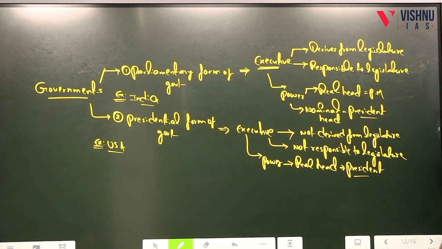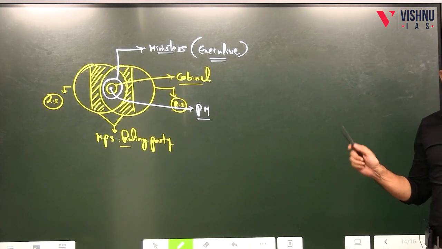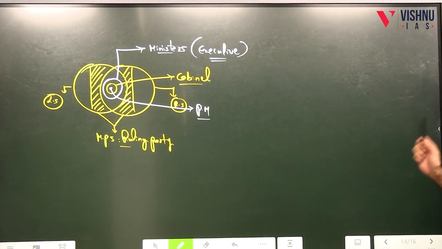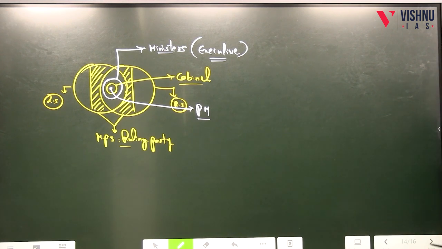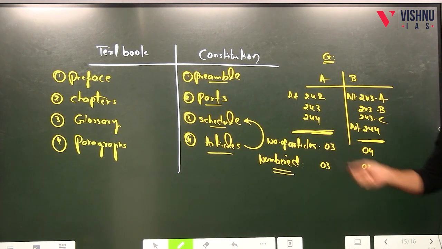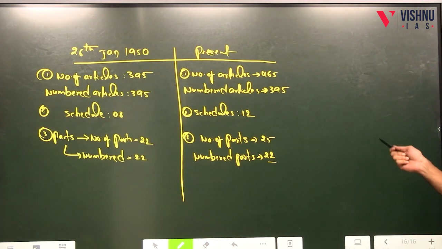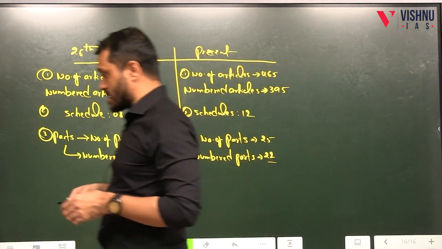Then governments are of two types, parliamentary and presidential form of government. Then I explained different types of executive, and how the executive is derived from the legislature. A minister must be a member of either house. Even if he does not have membership, he must get membership within 6 months of taking the oath. Otherwise, he will be disqualified. Then I explained the difference between schedule, part, and preamble. And I explained the number of parts, numbered parts, numbered articles, and number of articles.